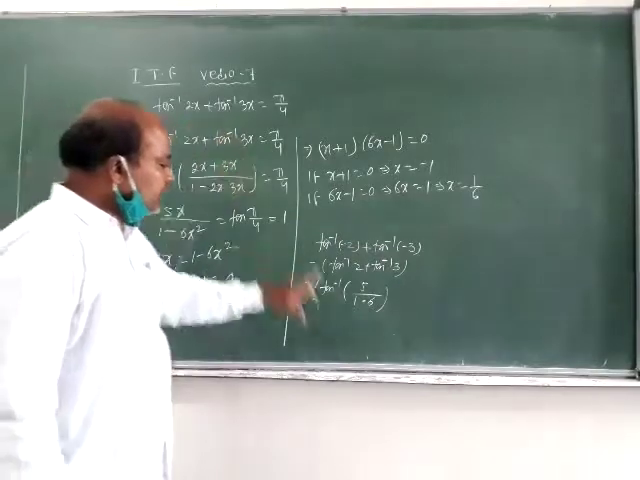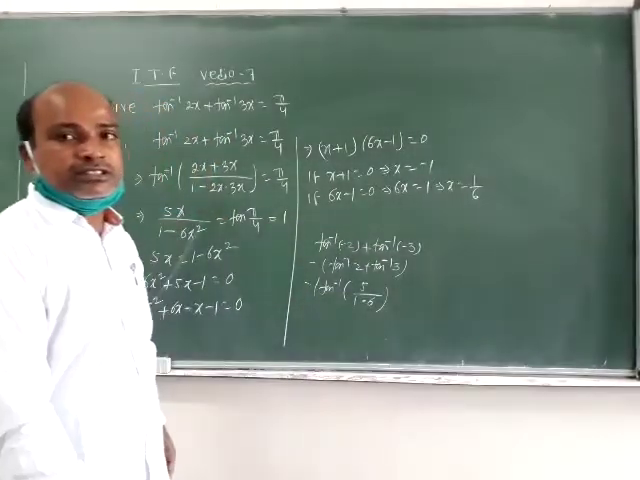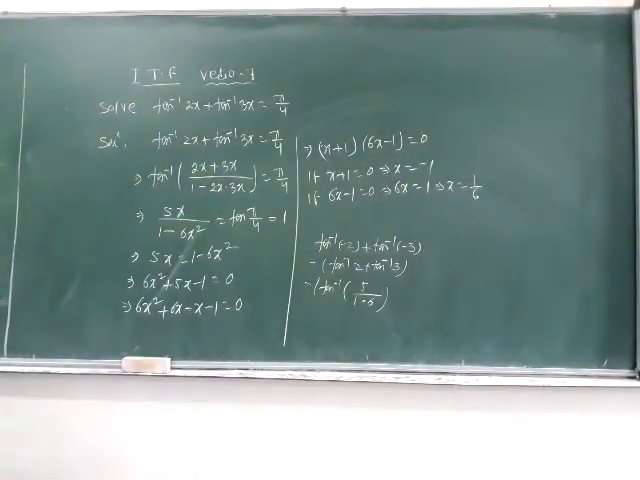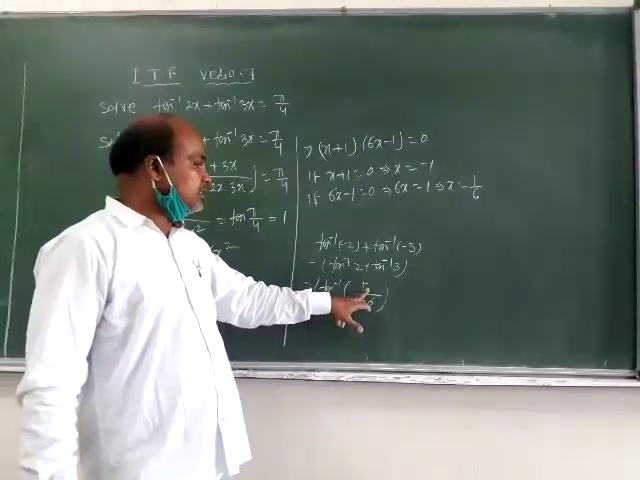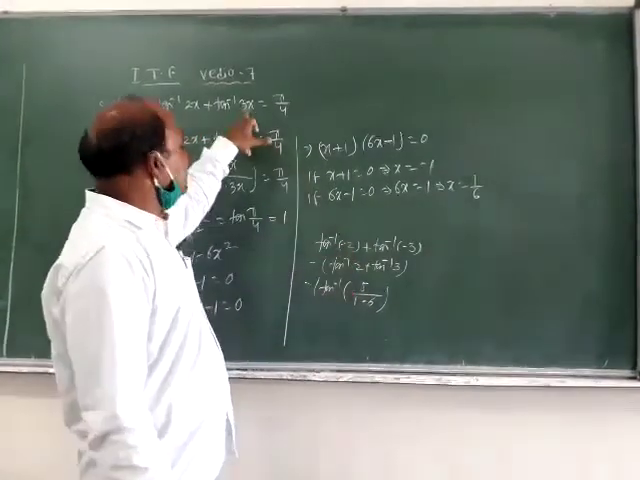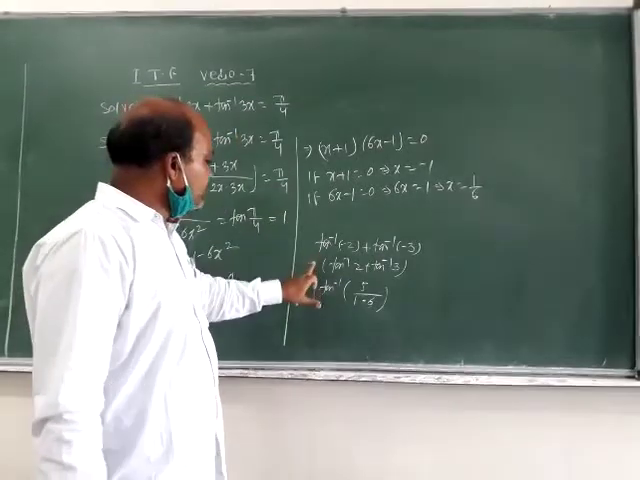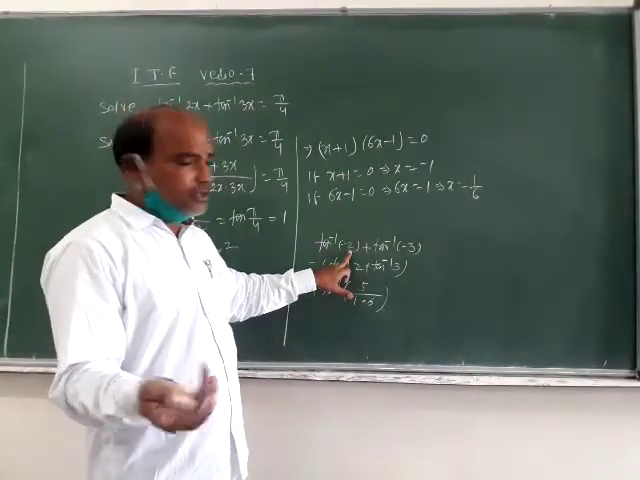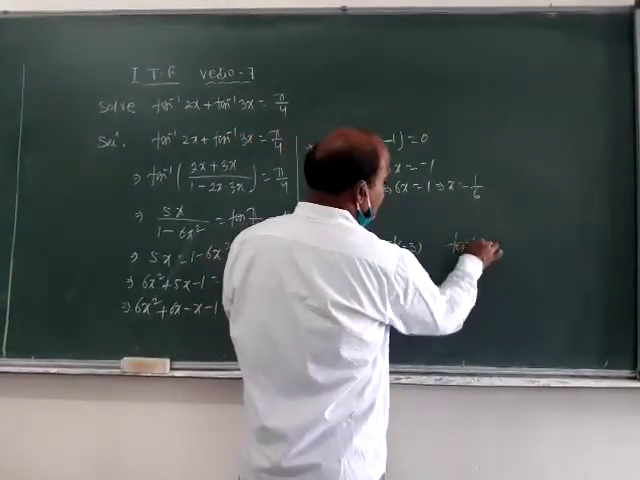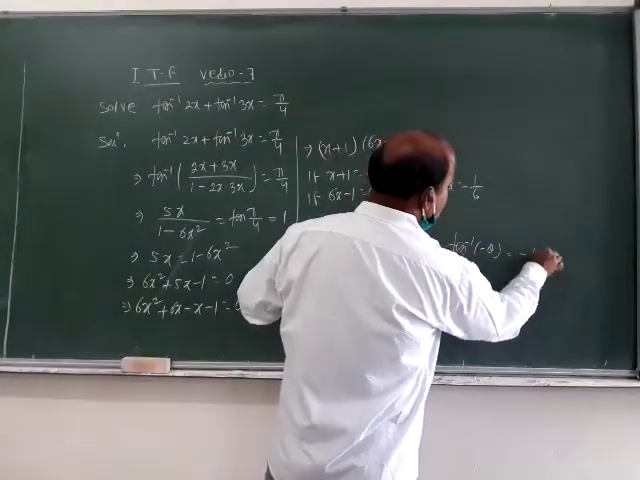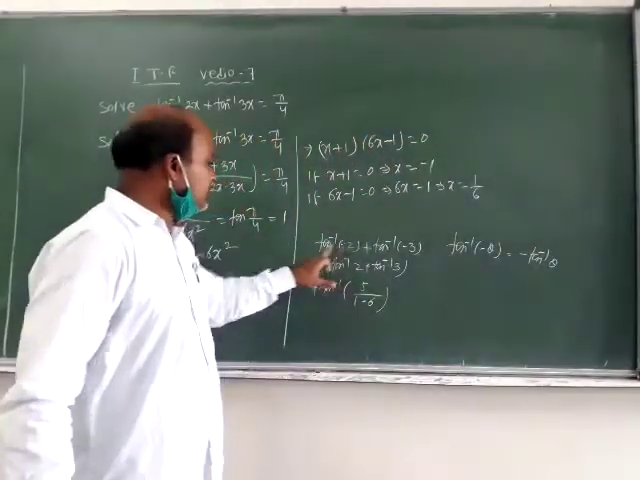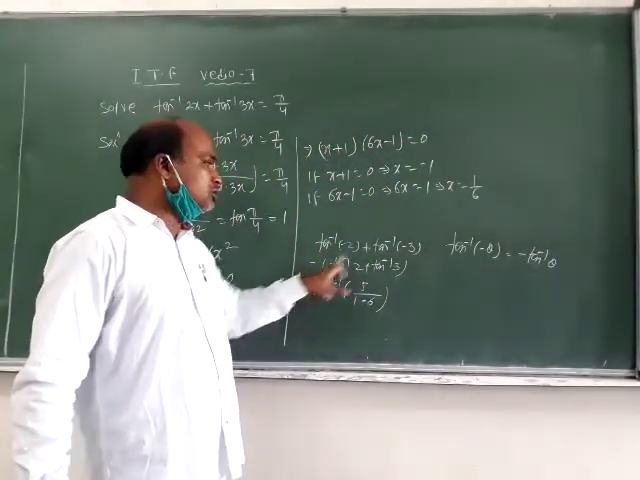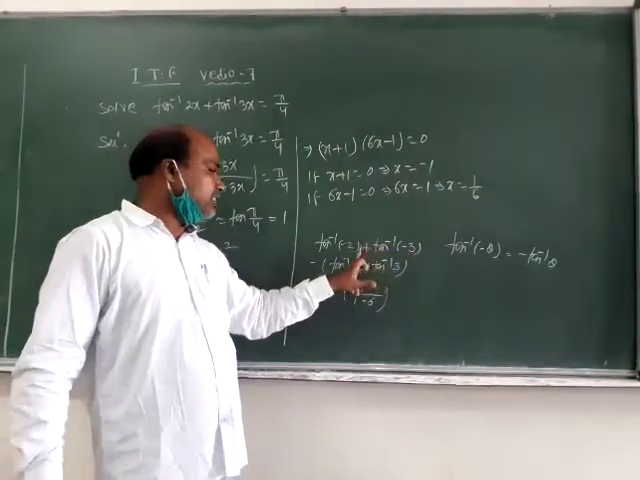So here, 1 minus 5 is equal to how much? Just imagine what we will get. What about tan inverse of minus 2 and tan inverse of minus 3? The formula you know: tan inverse of minus theta is minus tan inverse theta. So tan inverse of minus 2 is minus tan inverse 2, and tan inverse of minus 3 is minus tan inverse 3.